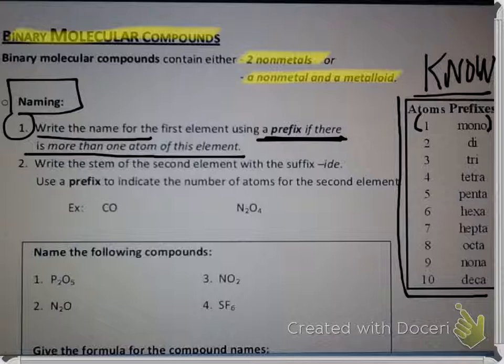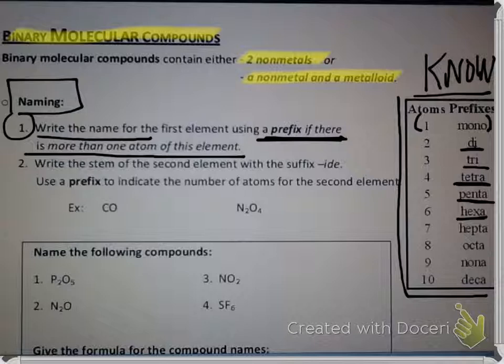If you have two of an element, you're going to have di. So let's say you have two carbons. You would say dicarbon. If you had three, you would say tri. So maybe triphosphorus. If you have four, you're going to say tetra, like tetraoxygen. I don't know. If you have five, you're going to say penta, like pentoxide.